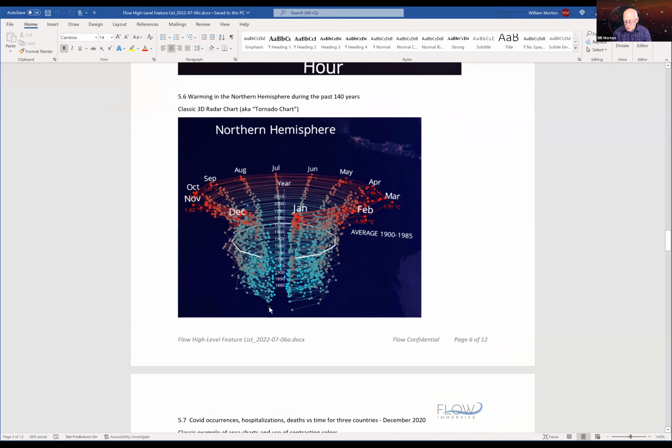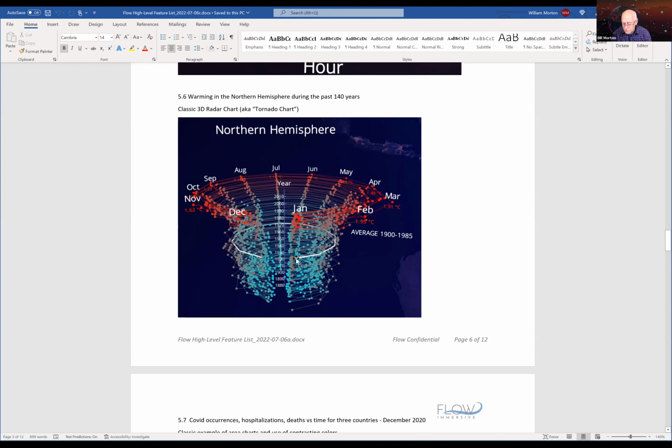This also uses time in two different ways, two different axes on this chart. This is what we call a 3D radar chart. We also refer to it as a tornado chart. And what this chart shows is global warming, basically, in the northern hemisphere, running from 1880, which is my vertical axis here, through 2020. Okay? And then every month of the year is displayed in a circular pattern for that particular given year.